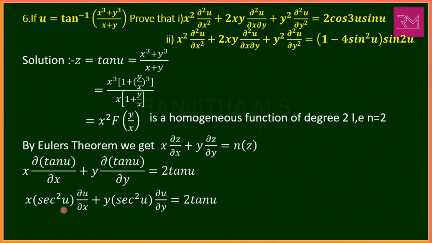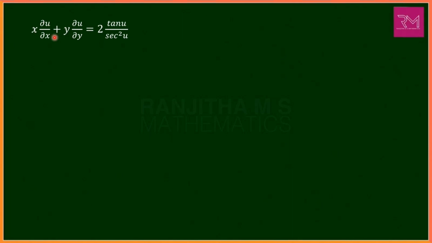Next step, we have to take secant square u outside the bracket, we get secant square u into x into del u by del x plus y into del u by del y, which is equal to 2 into tan u. Take secant square u to the right hand side, that becomes x into del u by del x plus y into del u by del y, which is equal to 2 into tan u divided by secant square u. We know that tan u we can write as sin u by cos u, and 1 by secant square u is cos square u.